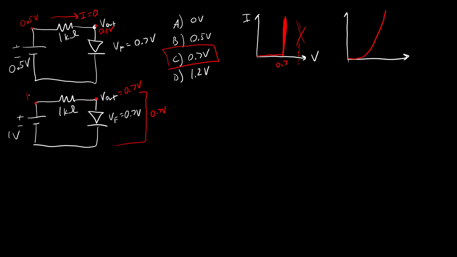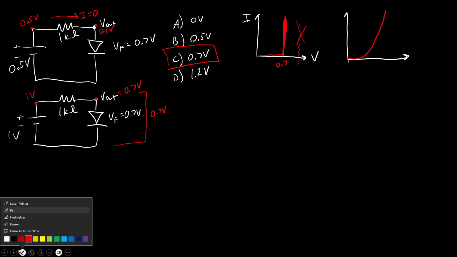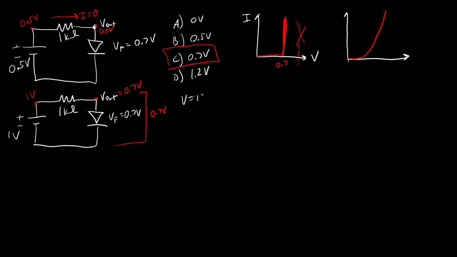But we know the voltage here has to be 1 volt, so we have a small voltage drop across the resistor. We're going to have 1 volt minus 0.7 volts is the voltage drop across the resistor. And if we want to, we can then use Ohm's law to solve for the current through the resistor, where again I is equal to the voltage drop, so that's 1 volt minus 0.7 volts divided by our 1 kilo ohm. And being careful with units, that's going to be 0.0003 amps or 0.3 milliamps.